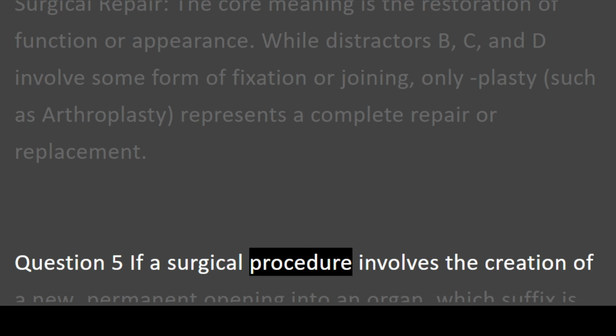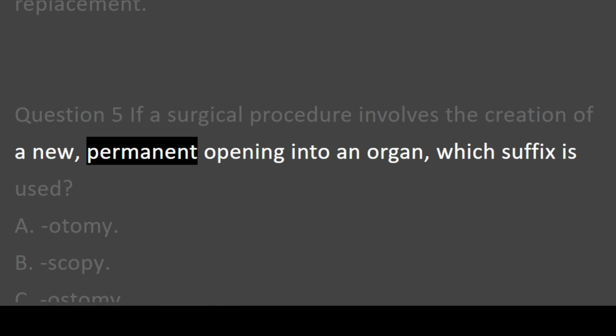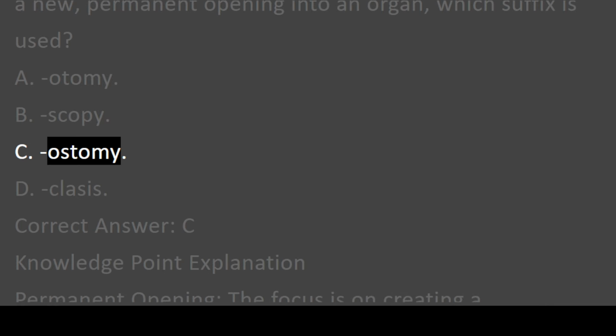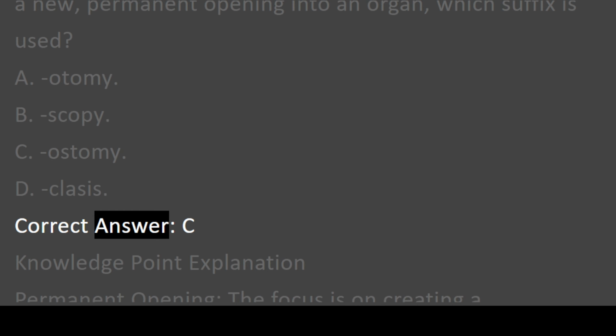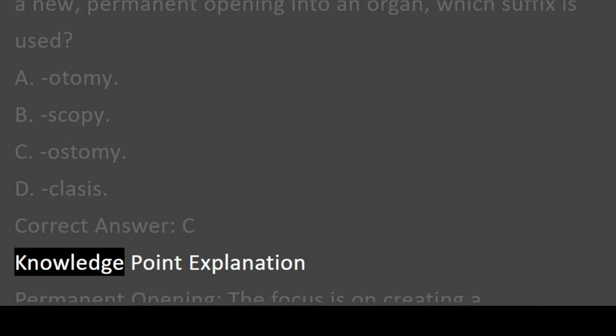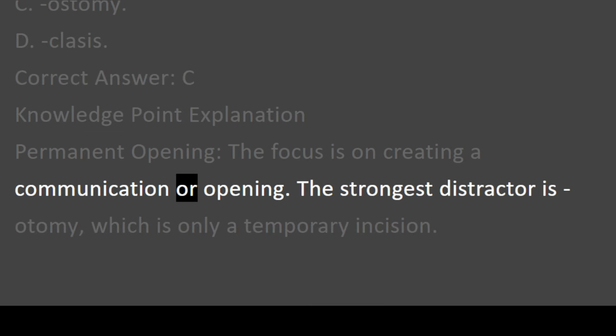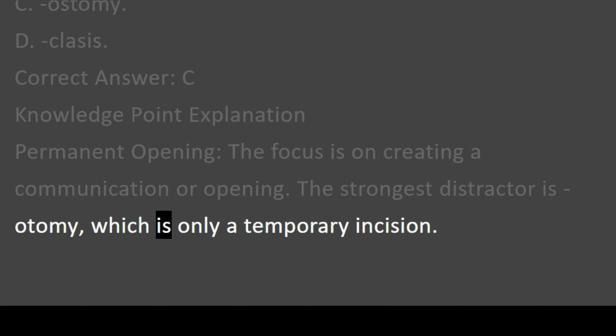Question 5. If a surgical procedure involves the creation of a new, permanent opening into an organ, which suffix is used? A. Otomy. B. Scopy. C. Ostomy. D. Eclasis. Correct answer, C. Knowledge point explanation. Permanent opening. The focus is on creating a communication or opening. The strongest distractor is otomy, which is only a temporary incision.